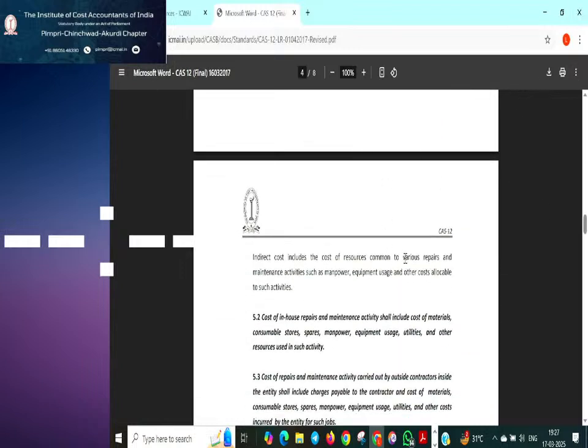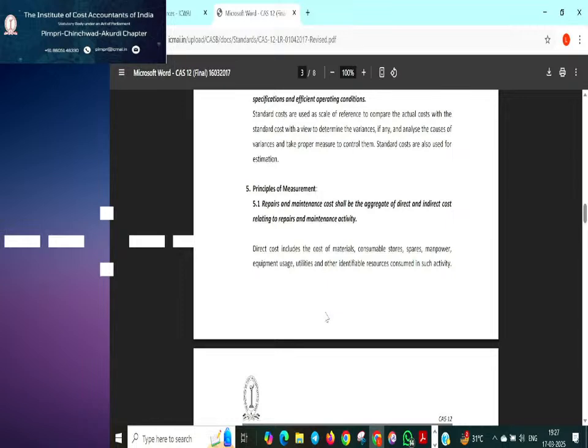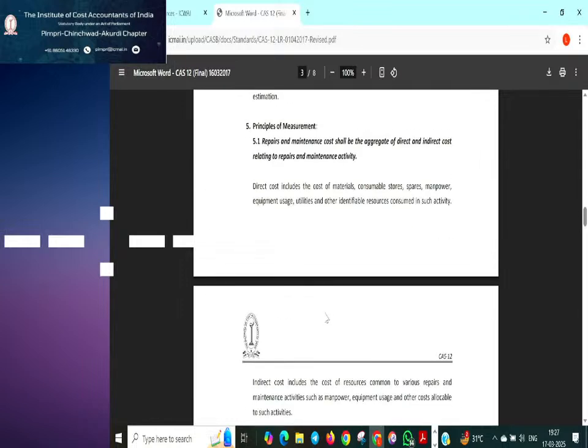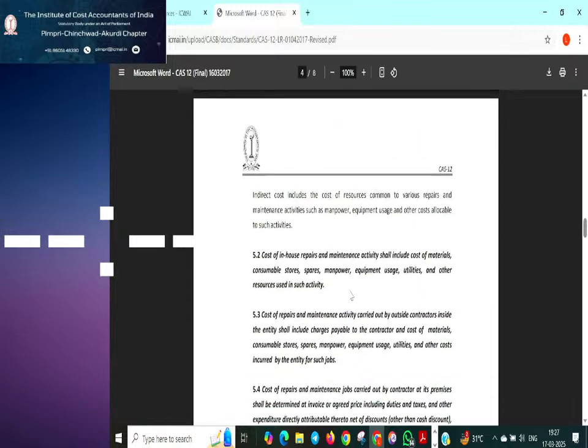Indirect cost, or which is common in nature to various repairs and maintenance activities, such as manpower, equipment usage and other costs allocable to such activities. So repairs and maintenance cost includes both direct and indirect cost. You should be careful about it. Cost of in-house repairs and maintenance activity. In-house is something that is happening within your organization.